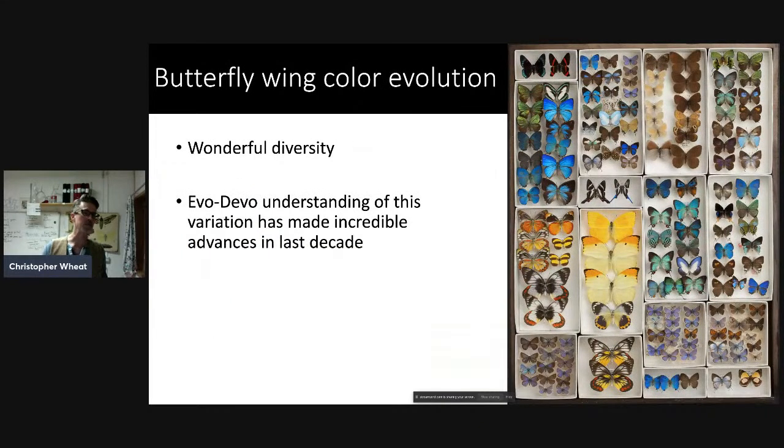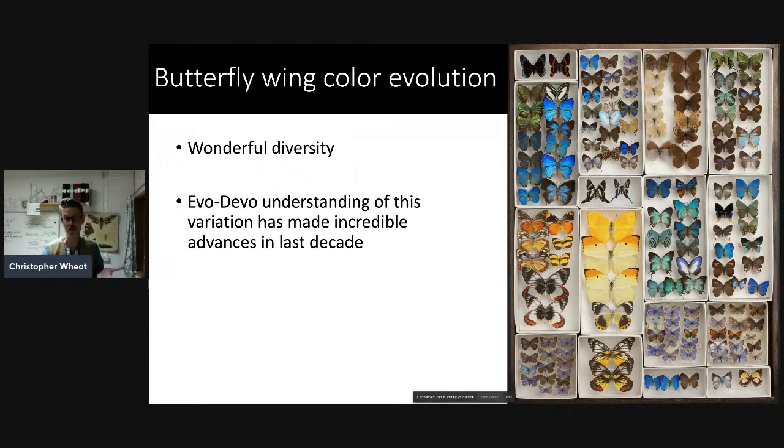Today, I'm going to be talking about butterfly wing color evolution. And this is just a drawer that you might see if you pull out something when you go to a natural history museum. And the colors and shapes are astounding. Our understanding of the evolution and development of these traits has made incredible advances in the last decade. And that's where my talk today is going to be focusing.